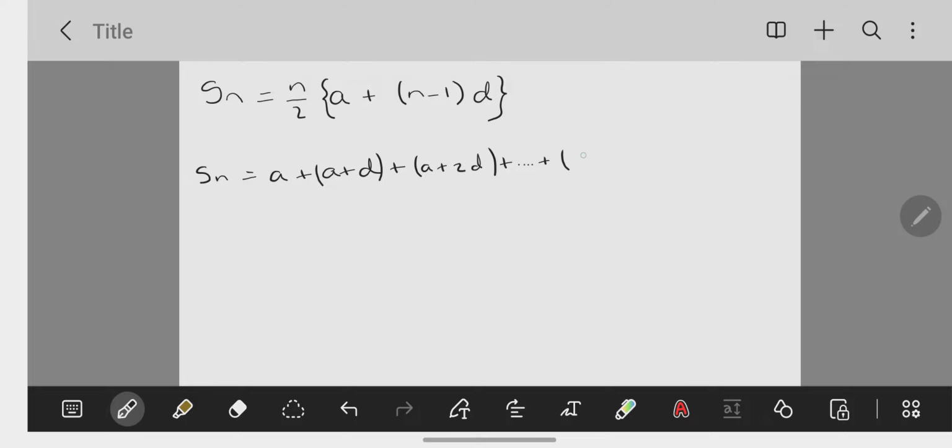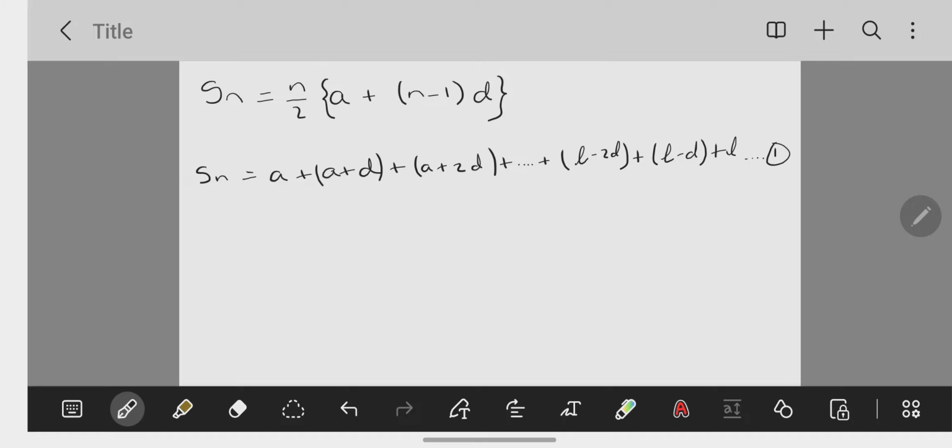Now I'm going to write the last three terms. If I label the last term as L, then the second last term will be L minus d, and the third last will be L minus 2d. So this will be L minus 2d, L minus d, L. So that's going to be our first equation.